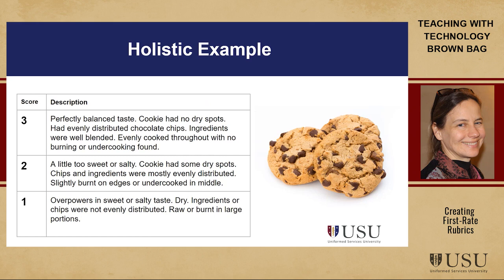So this was the rubric we found, one that somebody in such a position might use for a chocolate chip cookie. In this case, that is high scoring, gets the 3. It would have a perfectly balanced taste, no dry spots, evenly distributed chocolate chips, well blended ingredients, evenly cooked, no burning, no undercooking. One that rates 2 is a little too sweet or salty, some dry spots. Chips and ingredients mostly evenly distributed, slightly burnt on edges or undercooked in the middle. And 1 overpowers in sweet or salty taste. It's dry, the ingredients and chips are not evenly distributed. It's raw or burnt in large portions.